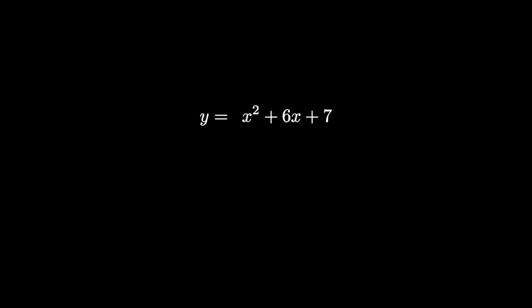So we have the quadratic equation y equals x squared plus 6x plus 7, and we're going to be going over how to convert it from standard to vertex form. So I'm going to be showing you two ways to do this, so let's jump to the first way.